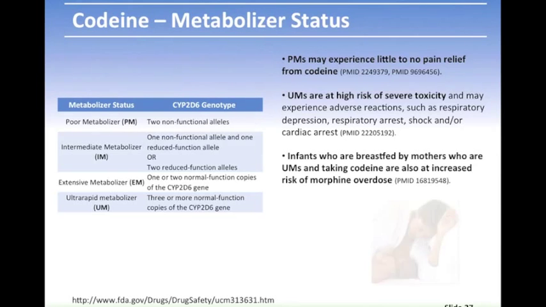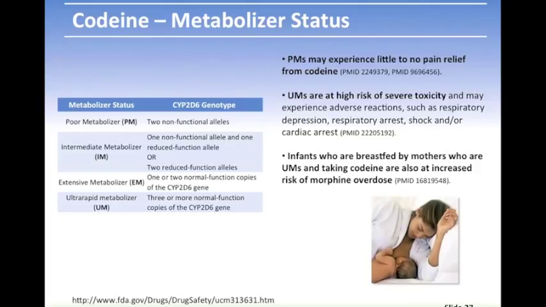Infants who are breastfed by mothers who are ultrametabolizers and taking codeine are also at an increased risk for morphine overdose.